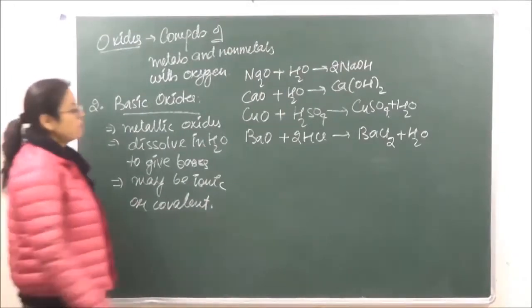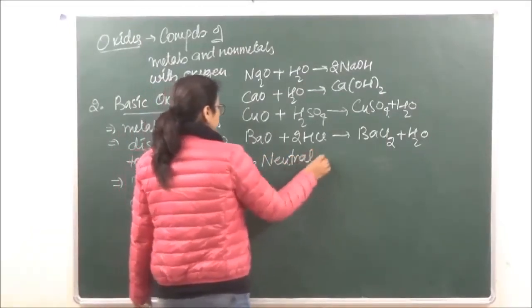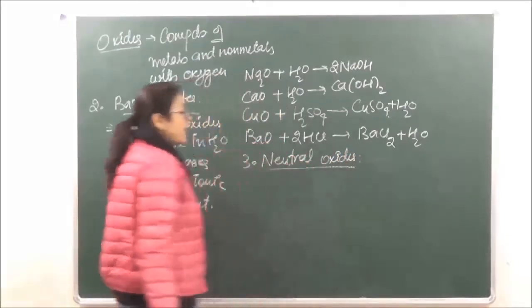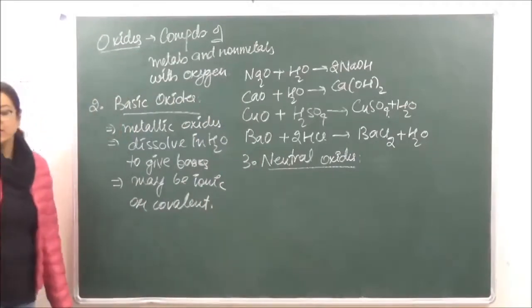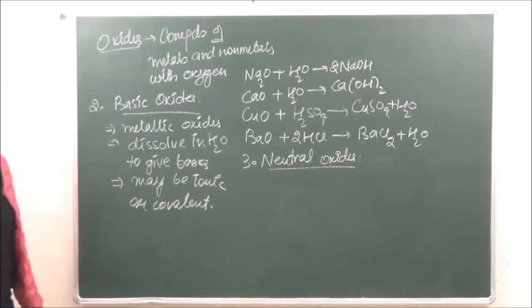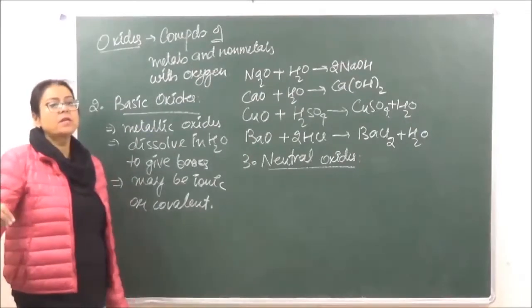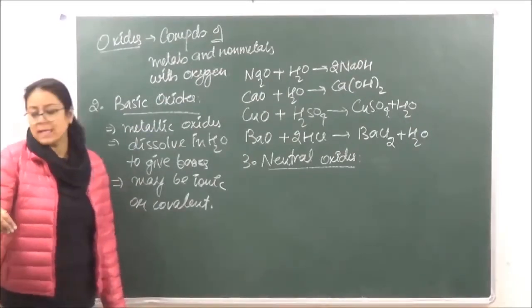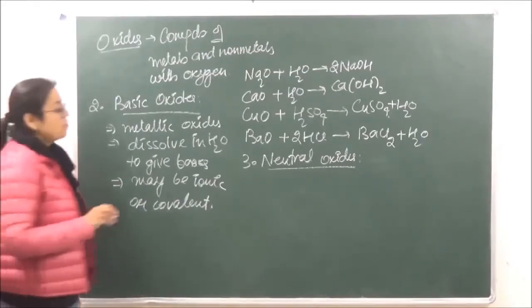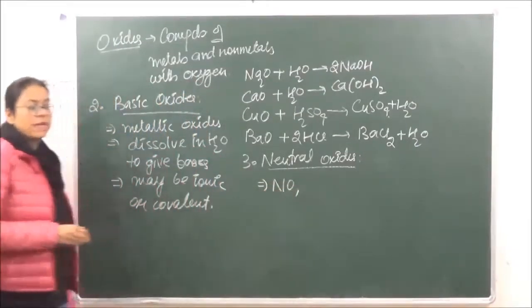Then, the next type of oxides which we will discuss are known as neutral oxides. Neutral oxides are oxides which react with neither acids nor bases. They will not convert blue litmus to red, neither will they convert red litmus to blue. So these are neutral oxides, and there are a few oxides which are present. For example, we have NO, nitric oxide, that is neutral.